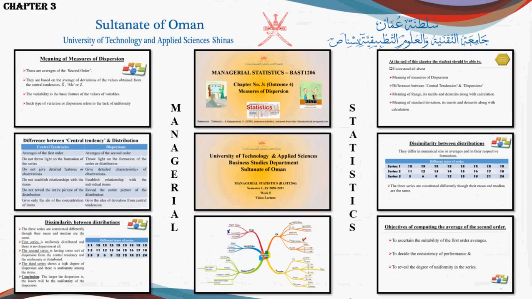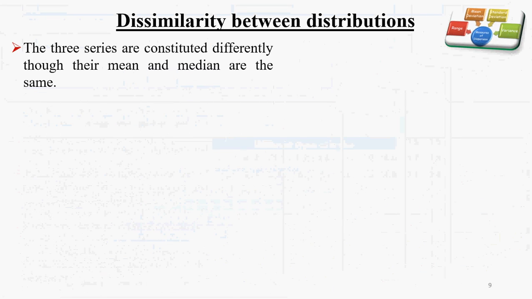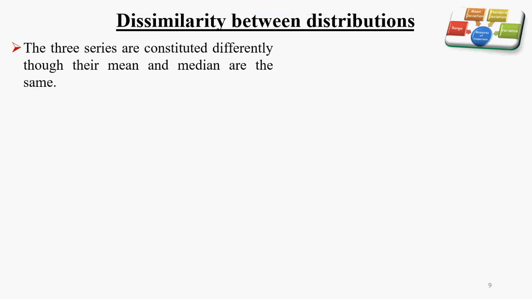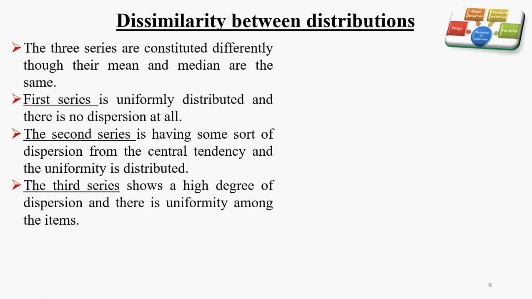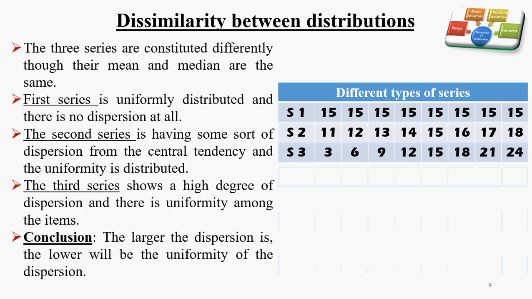So let us focus and understand the dissimilarity by bringing this same problem. The three series are constituted differently though mean and median are the same. First series is uniformly distributed and there is no dispersion at all. As you can see the different types of series, it is the same problem as I have shown in the previous slide, series 1, 2 and 3. So this shows in the first set of the series, it is uniformly distributed and there is no dispersion at all. So you can see series number 1.